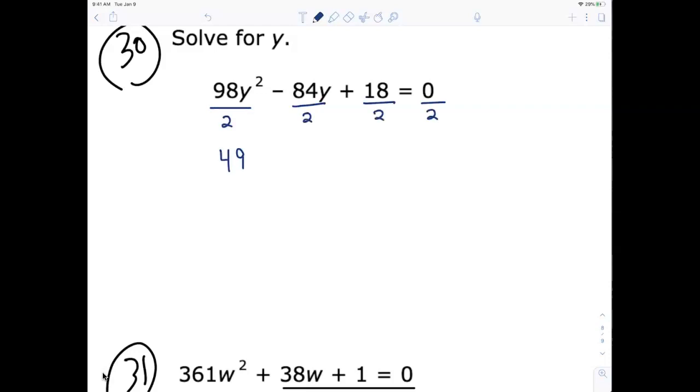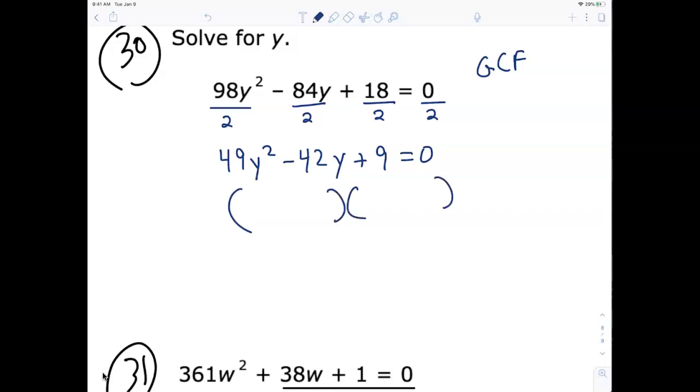So now I have 49y squared minus 42y plus 9 equals 0. All right, so again, that's kind of like a GCF. Now we could pull out a 2, but to me, when there's just a number involved, the easiest thing to do is just divide out the number. You can never divide out a variable, but you can always divide out a number. So now we're factoring. Of course, we know 49y squared would be 7y and 7y. And then factors of 9 will go with 3 and 3.